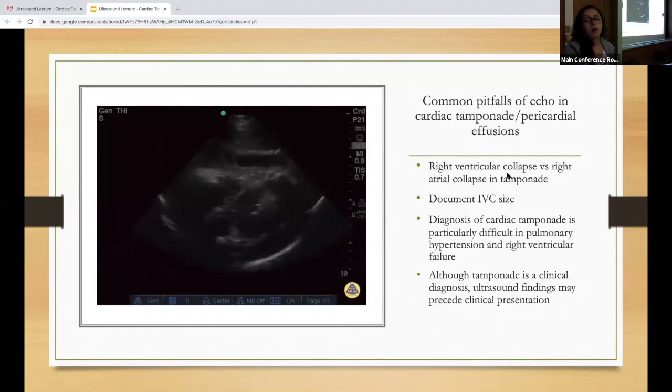However, I didn't talk about this in detail because it seems very convoluted when I was reading about it. If the right atrial systolic collapse lasts greater than 1/3 of the cardiac cycle, the sensitivity and specificity of this ultrasound finding for cardiac tamponade greatly increases. It gets to almost 100%. I just don't know how you would measure it. You always want to document IVC size and collapsibility as it's a surrogate for increased right-sided filling pressures.